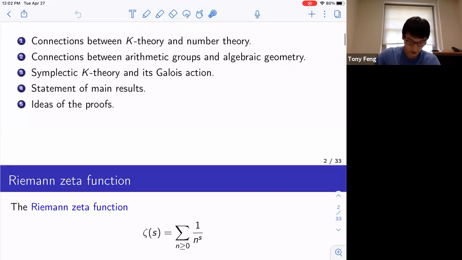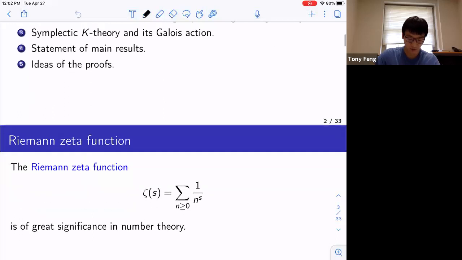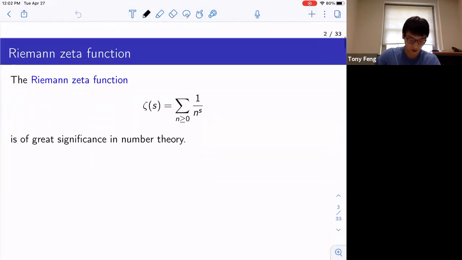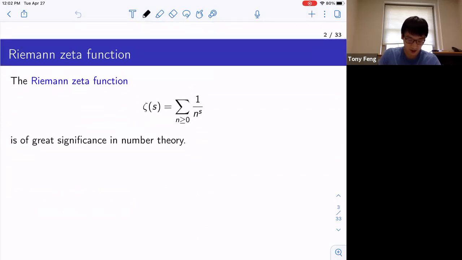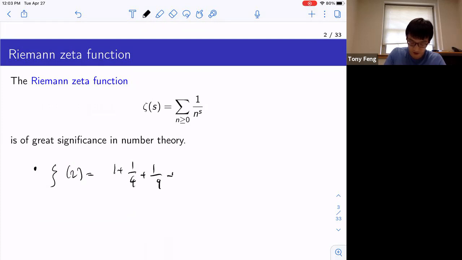So let's begin with some classical motivation from number theory. There's a famous Riemann zeta function defined as follows, and it's of great significance, for example, because it governs the distribution of the prime numbers. So it's a kind of fun game to calculate values of this zeta function at integers. For example, you can calculate zeta of 2, which is 1 plus 1 over 4 plus 1 over 9 plus etc. And it comes out to pi squared over 6.